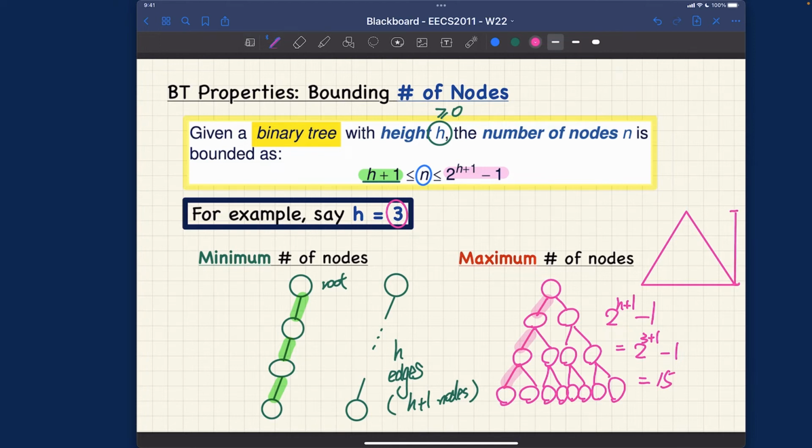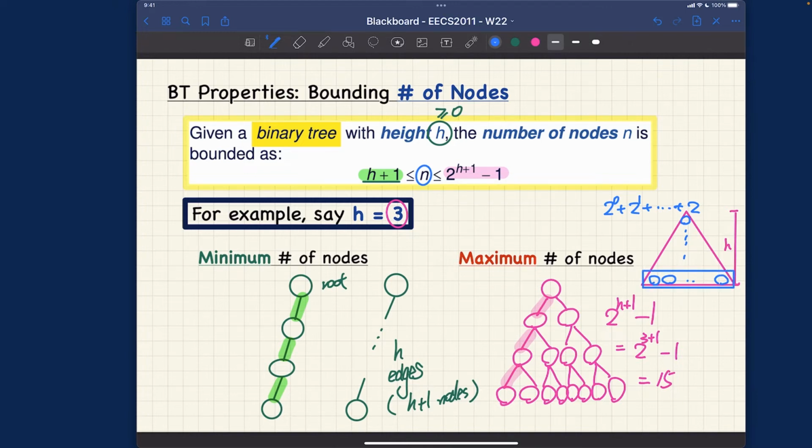So this will be h. And we want to make sure we got the maximum number of nodes starting from the root over here all the way down to the bottom over here. So we got the maximum number of nodes filled out at each level. So it's going to be 2 to the power of 0 plus 2 to the power of 1 all the way to 2 to the power of h, which will be at this level over here, right?